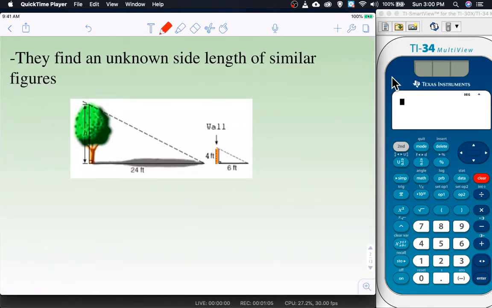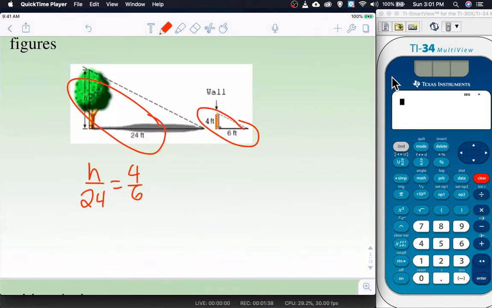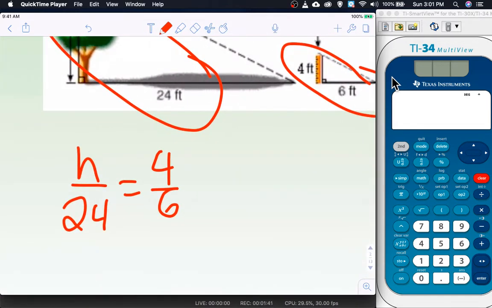The other thing proportions are used for is if you have two shapes that you know are similar, like these two shapes I have here, they can be used to find the missing side of a figure. So in this problem here, if I set up this proportion, h over 24 equals 4 over 6, and I cross multiplied, that would find the missing height of that tree. So, I can show this now because it's a little previewing of the lesson.